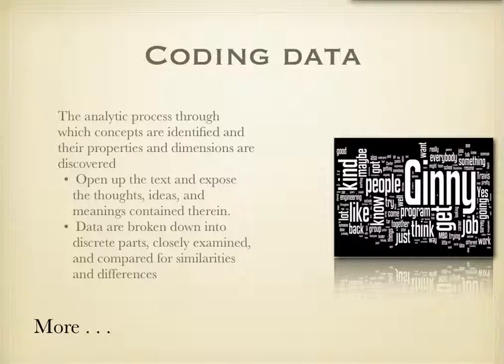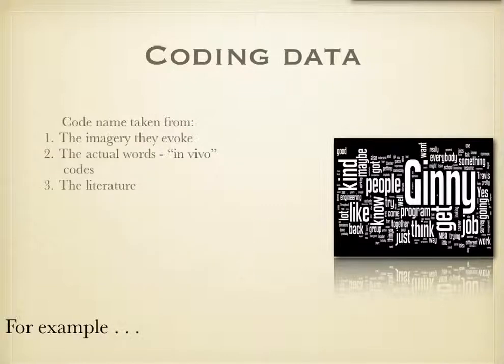How do you code data? Well, coding data is basically just taking whatever data you have, dividing it into chunks, and then giving those chunks a particular name. We have 3 different ways of coding data.